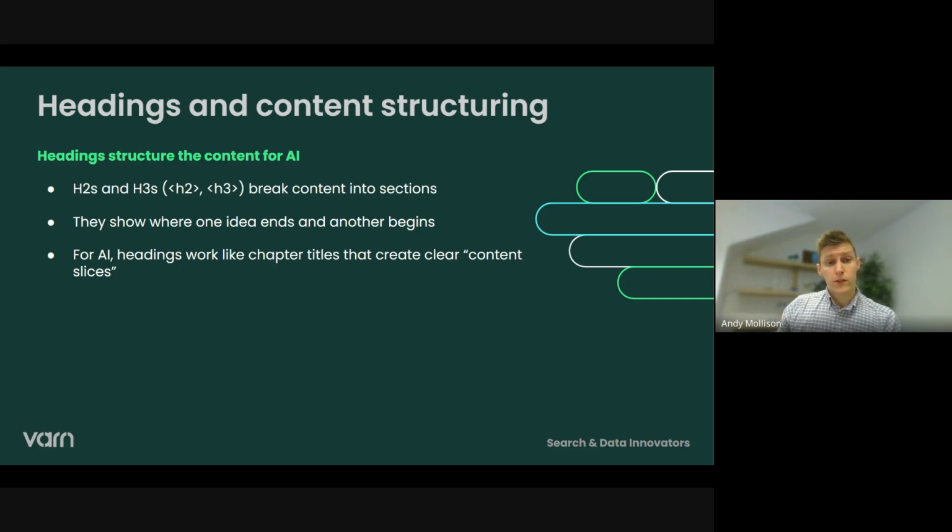Use headings and content structures as well. Headings are a really great way of breaking down the content for AI. You can use heading tags like H2s and H3s to break it into sections. I'll give an example in a second of how that might work. That really shows this is the start of a heading, and this is the topic I'm talking about. And then once the next heading comes in, AI knows, okay, I've moved on to another subtopic. It's like chapters in a book: you're creating a clear slice of when one stops and the next one starts.